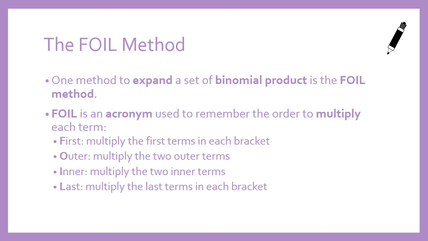So FOIL is an acronym used to remember the order to multiply each term. The F stands for first, multiply the first terms in each bracket. O stands for outer, multiply the 2 outer terms. So that's the first term and the last term, the left and right. I stands for inner, so multiply the 2 inner terms. They're the terms that are pretty close together, that are separated by 2 brackets. And then the L stands for last, so you're going to multiply the last term in each bracket.